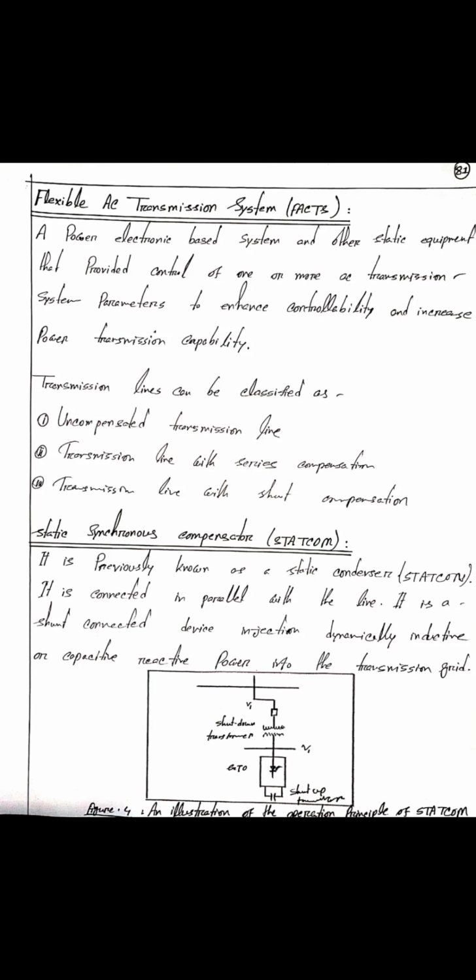Flexible AC transmission system, FACTS. Transmission lines can be classified as uncompensated transmission line, transmission line with series compensation, transmission line with shunt compensation, and static synchronous compensator. Here is the illustration of the operation principle of STATCOM.